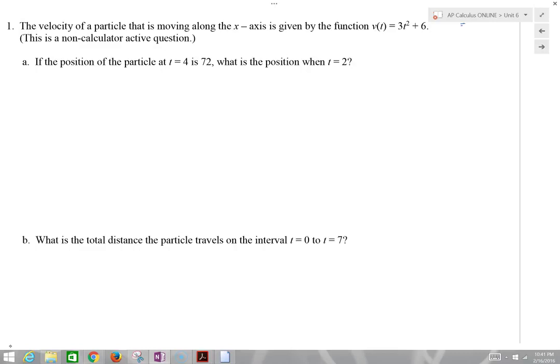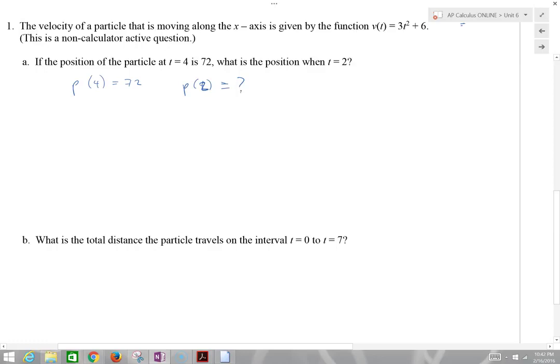Let's try an example. The velocity of a particle that is moving along the x-axis is given by the function v of t equals 3t squared plus 6. When it says it's a non-calculator active question, that means all the numbers are going to be pretty nice. So, if the position of the particle, p, at t equals 4 is equal to 72, we're asked, what is the position when t equals 2? P of 2 equals question mark.